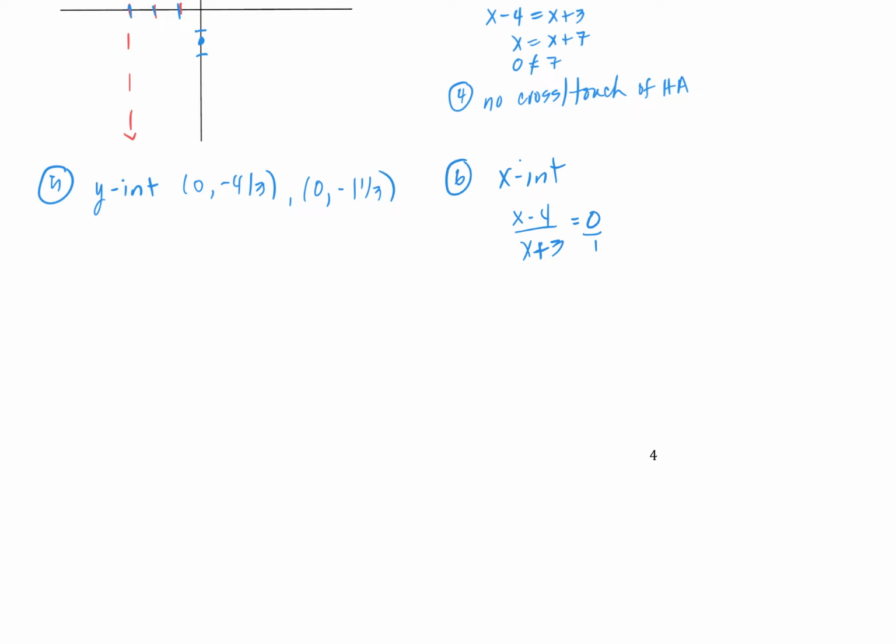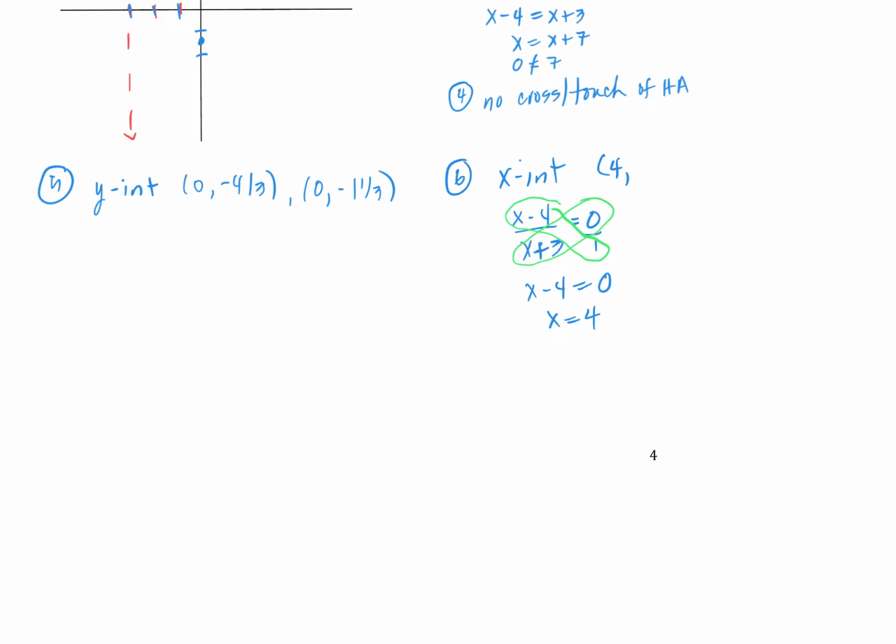Then when I do my cross multiplication, I'm going to have x minus 4 times 1, which would be x minus 4, equal to x plus 3 times 0 is just 0, which is the same as just setting that numerator, x minus 4, equal to 0. And I get x is equal to 4. So I have an x-intercept when x is equal to 4.